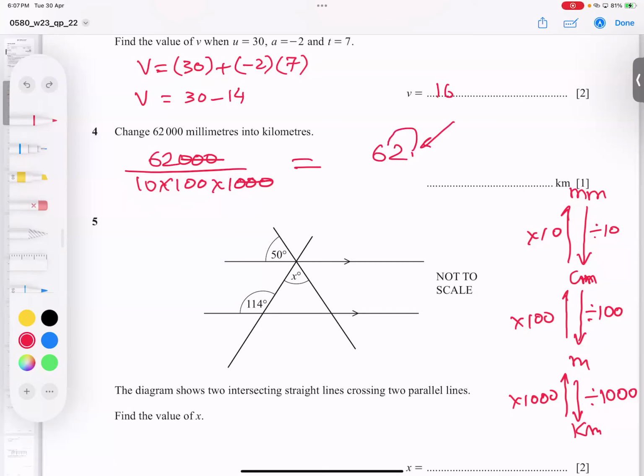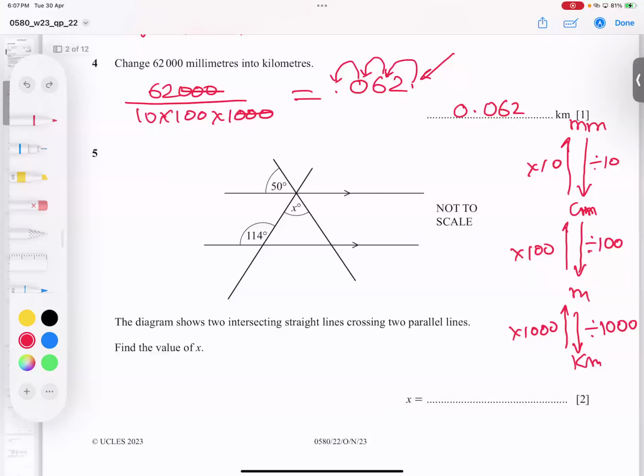So the decimal will jump 3. First jump, second jump, and one more jump, but there's no number after that, so we put 0 here. So 1, 2, 3. The decimal will come here. And I believe you got the point very clearly: 0.062. You write, or you put, an extra 0. This 0 is not compulsory. Okay, so I believe you got this extra knowledge.